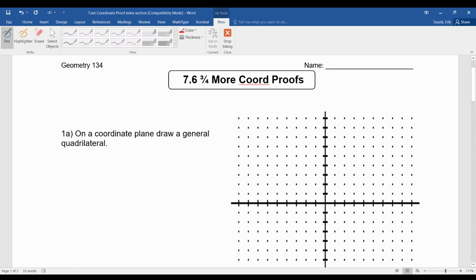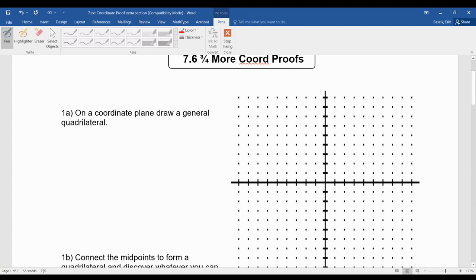All right, kids. So in this extension section, remember this is in your book. This is after the review section, I believe, at the very end of chapter 7. You're asked to draw a general quadrilateral.